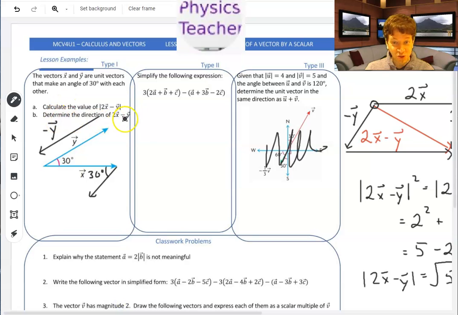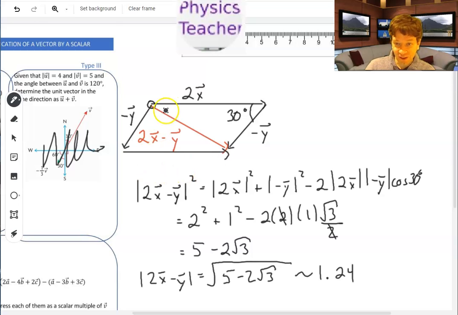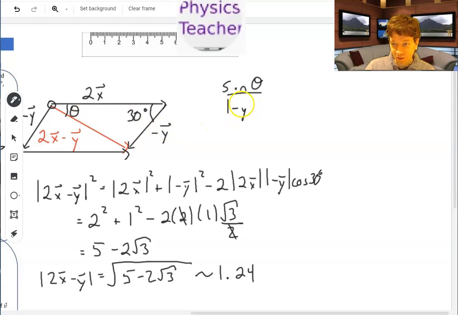Part B says determine the direction of 2x minus y. Okay, well if we want to figure out the direction, we need to figure out what this angle here is. So to do that, again, it's not a right angle triangle, so we are going to use sine law. So we can write the sine of theta over the magnitude of that opposite side, which is negative y, which is just 1, because it's a unit vector, equals the sine of 30 over the magnitude of its opposite side, which we calculated is approximately 1.24.